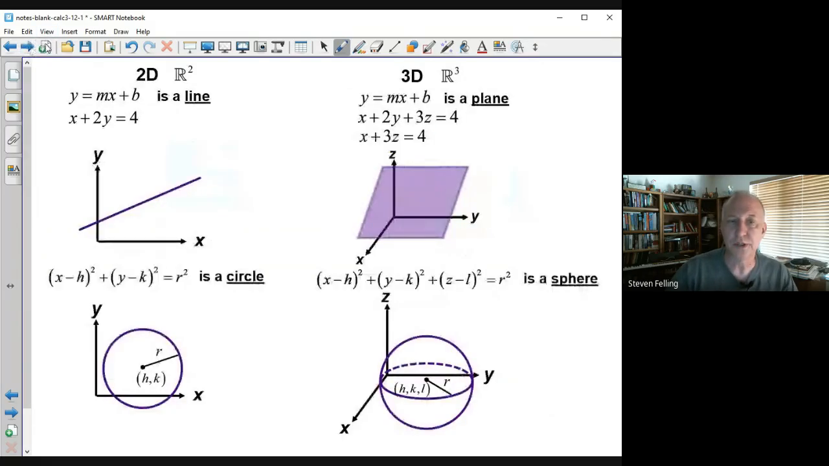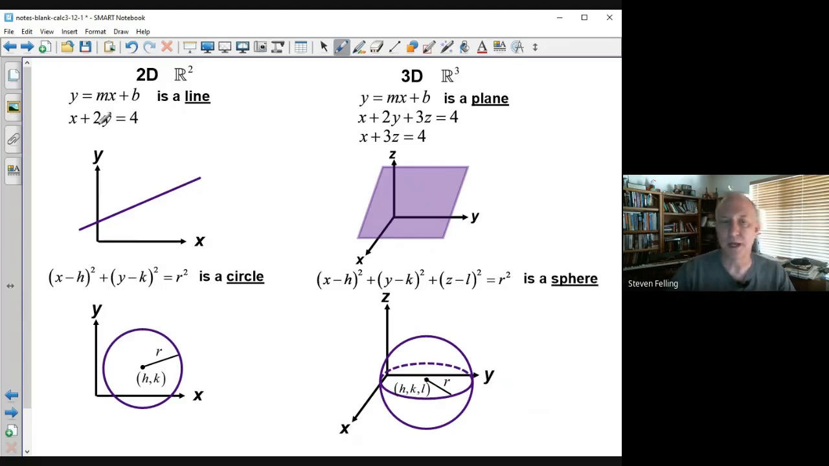Okay, so let's talk about equations and what they represent. We know in 2 dimensions, if we have an equation of the form y equals mx plus b, or just a term with x, nothing squared, a term with y, nothing squared, and potentially a constant term, that represents a line, like x plus 2y equals 4 is a line, right?